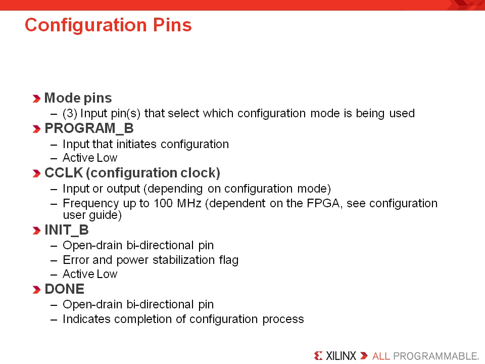The clock pin is an input or an output pin depending on your configuration scheme. Note that if it is an output, the clock can run at up to 100 MHz depending on the device you choose, but will default to a much slower rate. If you want to modify the configuration rate, you set the config rate attribute in the BitGen program. So check the configuration user guide if you want to modify this.